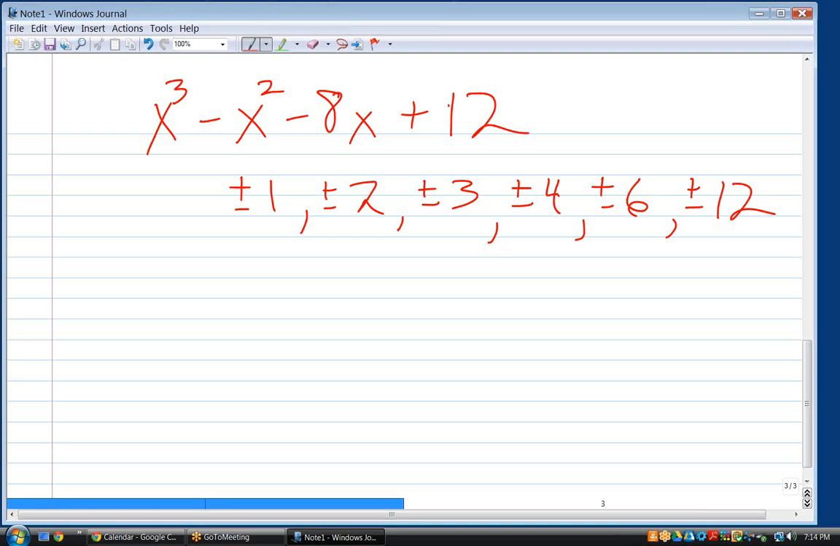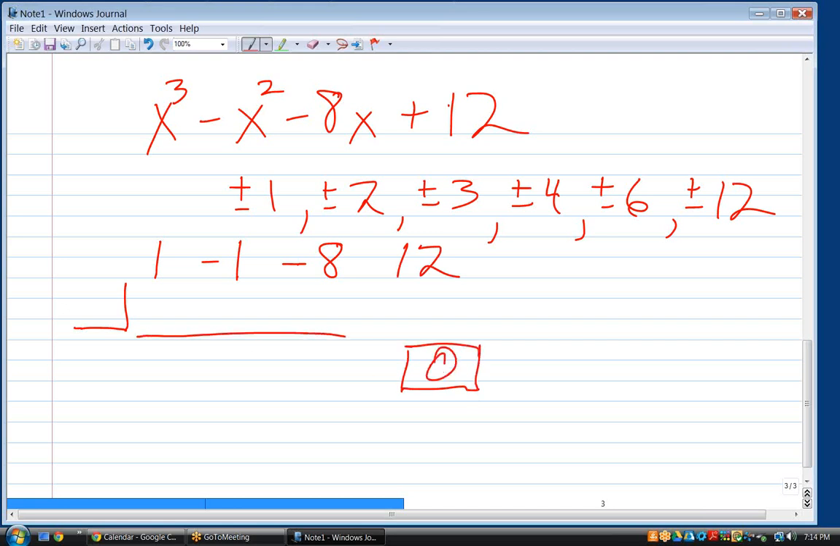Don't you do the synthetic division? Yeah, they call it synthetic substitution, but it's really synthetic division. And what we're looking for is to come up with a 0 right here. If we can get a 0 remainder, we'll have a solution.